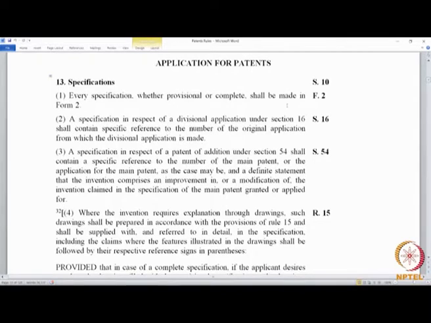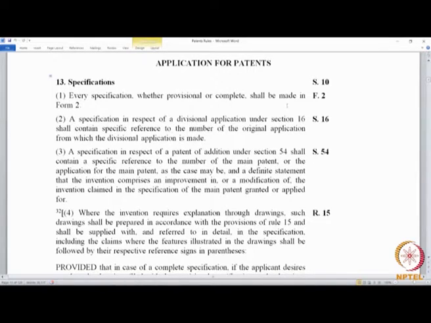So, because they are related, one needs to be cross referenced to the other. So, in section 54 again there are going to be two applications. There is the original application and there is the patent of addition, which includes the improvement that was captured after the filing of the complete. Again, a cross reference is required.